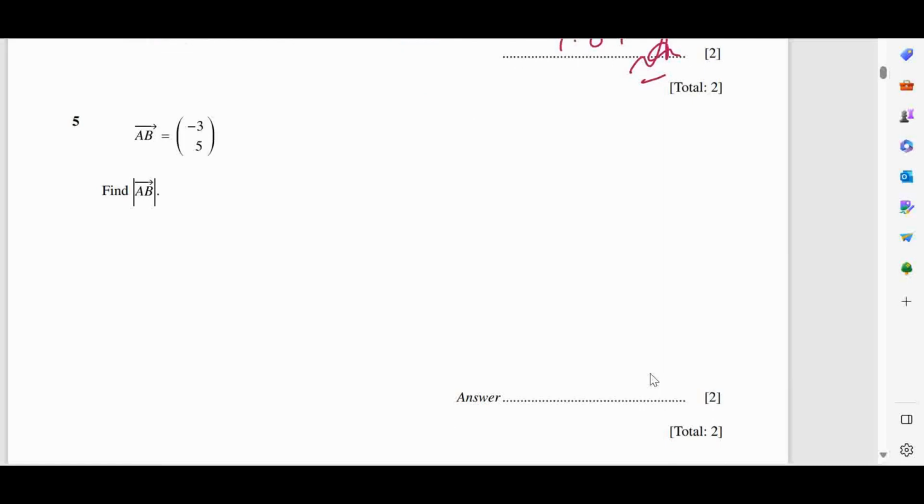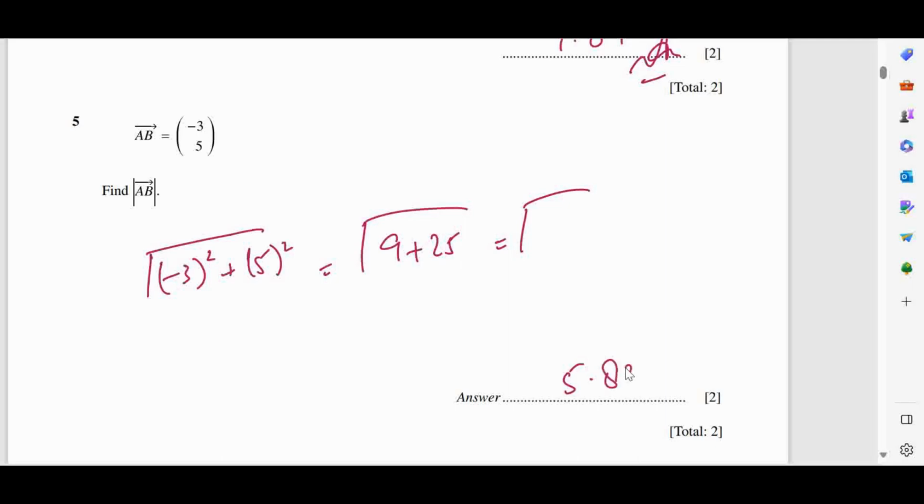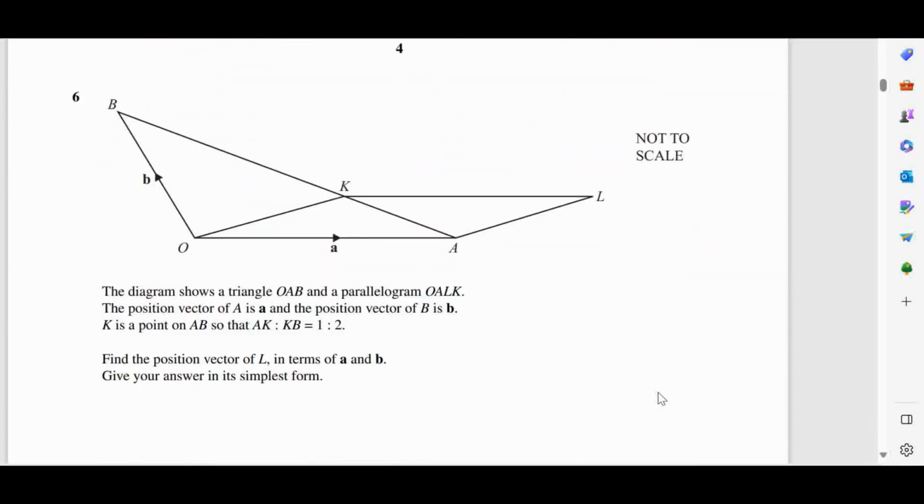Let's move to question number 5. Magnitude of vector AB. Again we can simplify it as 3 square plus 5 square. So this will be 9 plus 25, and then square root of the answer. So this will be equal to 5.83. This will be the final answer. Let's move to the next question.